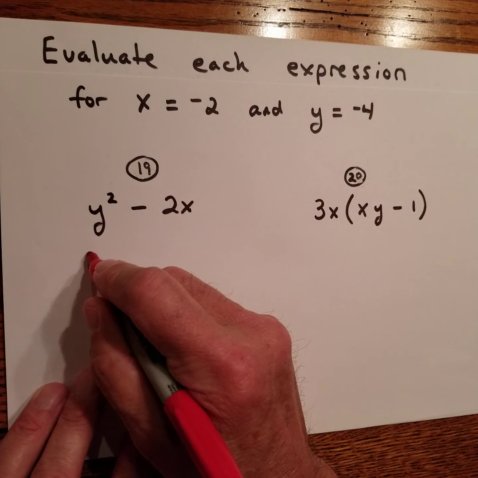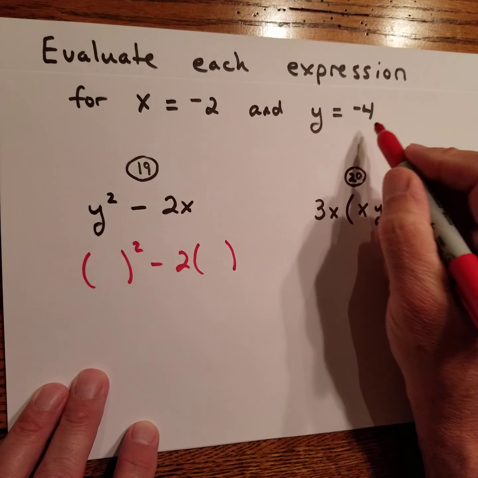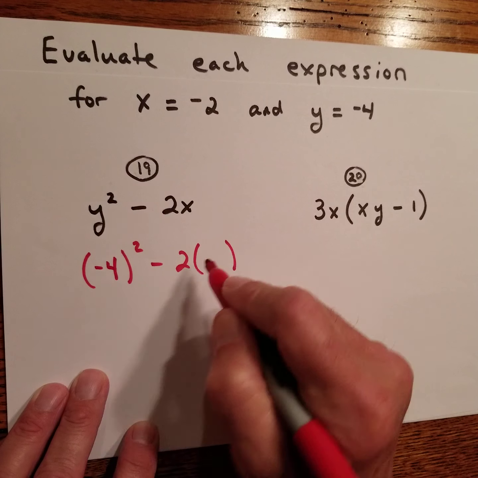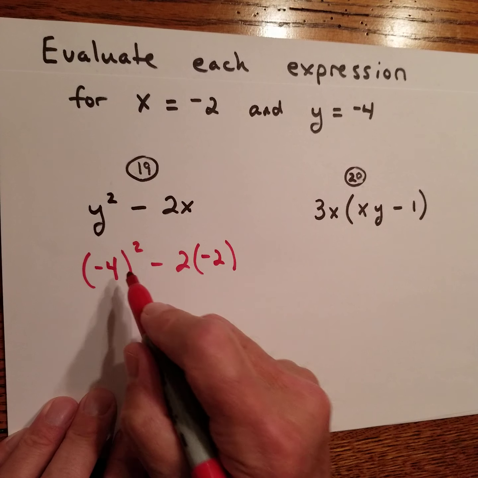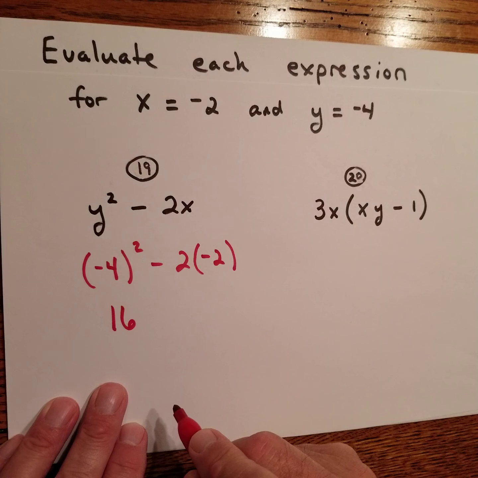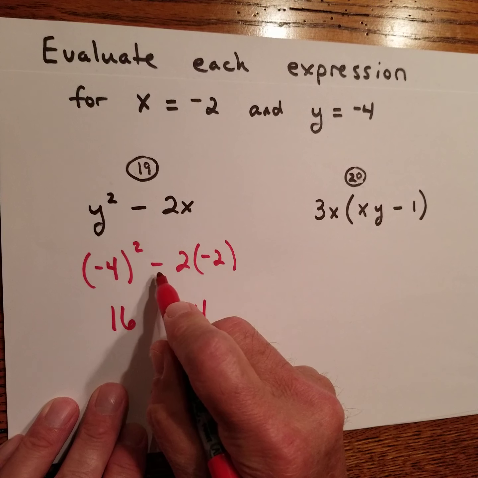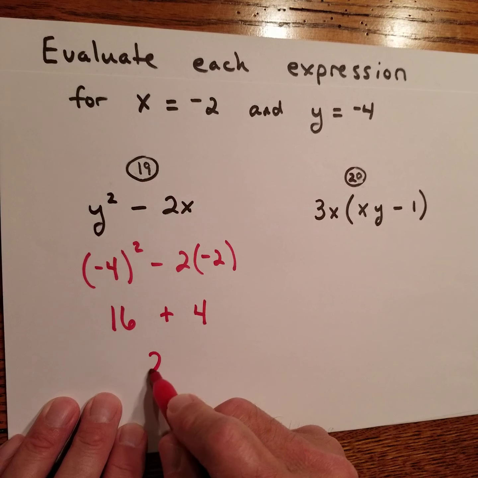Careful here, we've got some negatives. Y is negative 4, x is negative 2. Exponents first. Negative 4 times negative 4 is 16. When I multiply 2 times 2, it's 4, and 2 negatives make a positive.